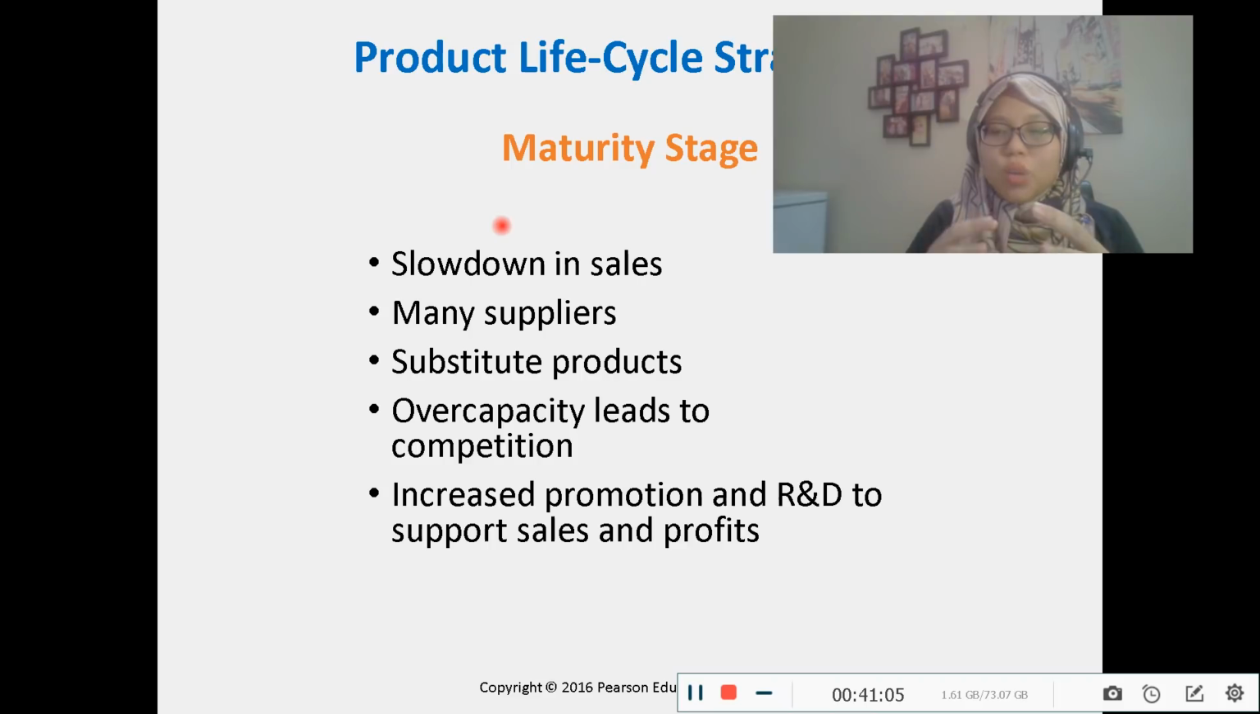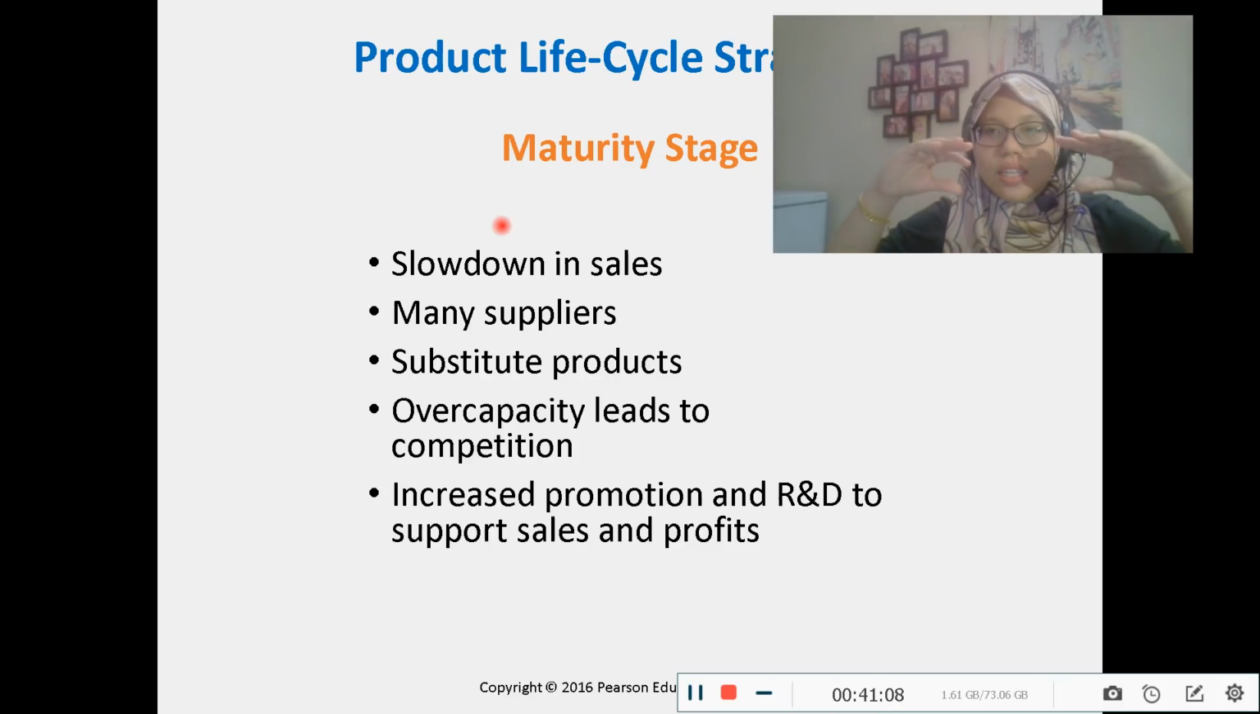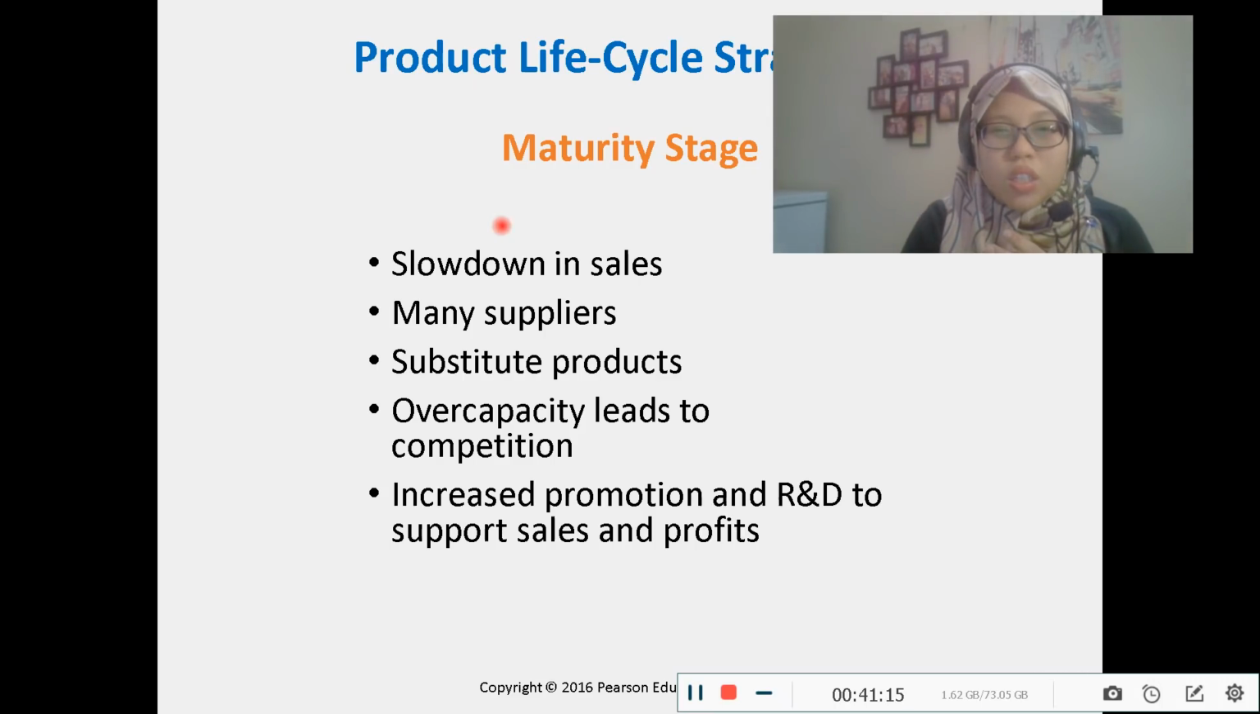Okay, because you are already matured, you already exist in the market for such a long time, so people start to copy you. So this will, kita nak panggil apa ya? This will ask the company to increase promotion and R&D to support sales and profit. So di sinilah nanti, okay, when it comes to R&D, you have to do some improvement toward the existing product. You have to do some modification to the existing product. And you also need to increase the promotion.